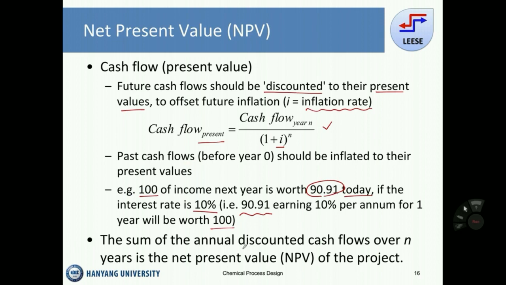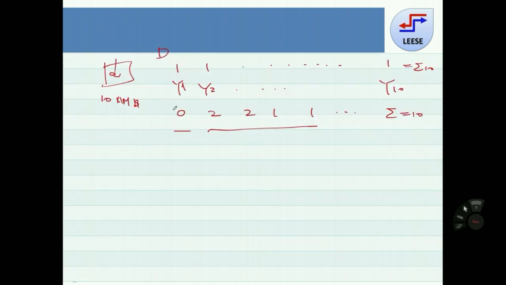When you're adding up this discounted cash flow over the n years, that is called NPV, net present value, okay? So year by year, in each year, we have the income, we have depreciation, we have the tax rate, then we have the cash flow. Then the cash flow can be inflated based on the present value. Then we have the full information of cash flow for the particular year.